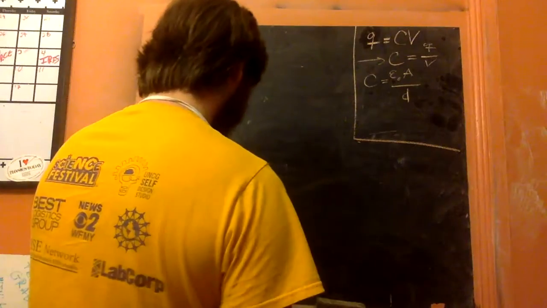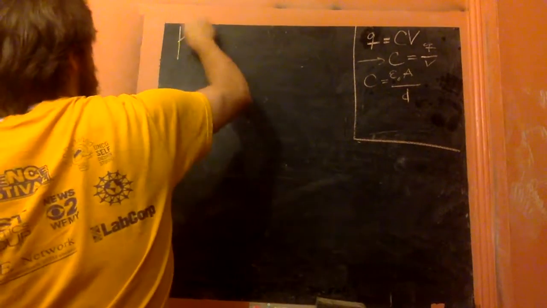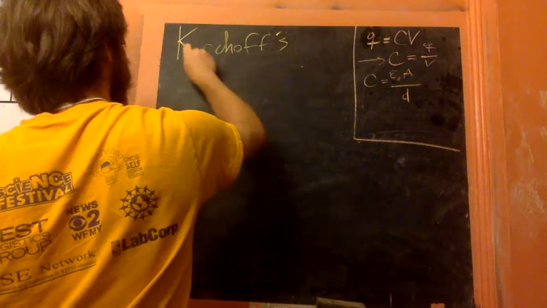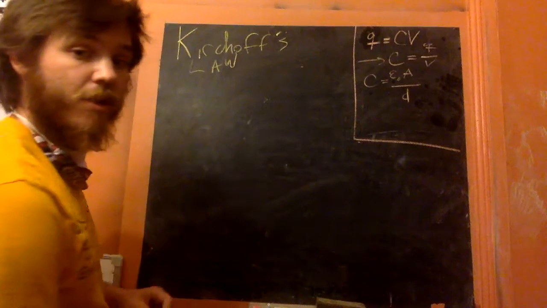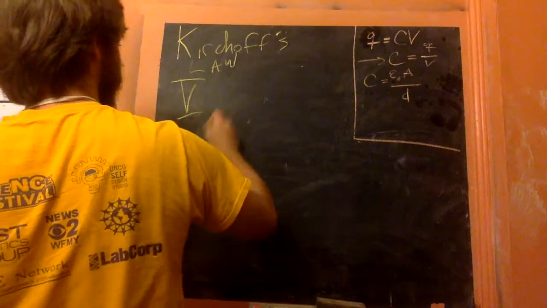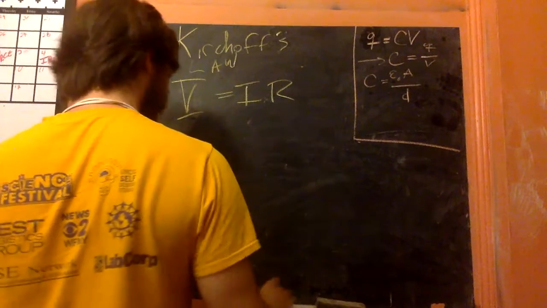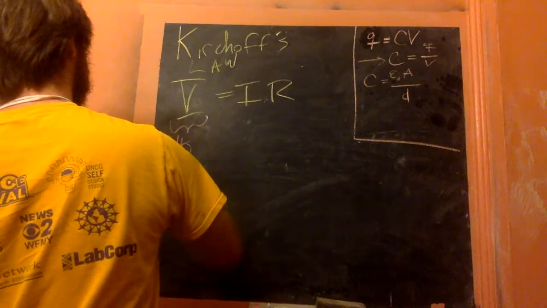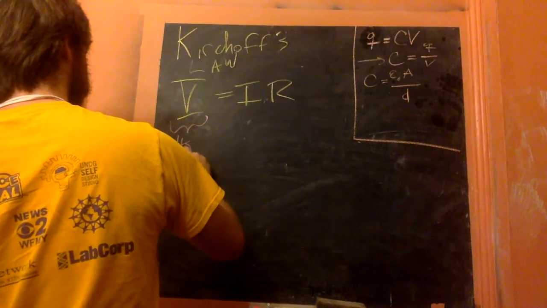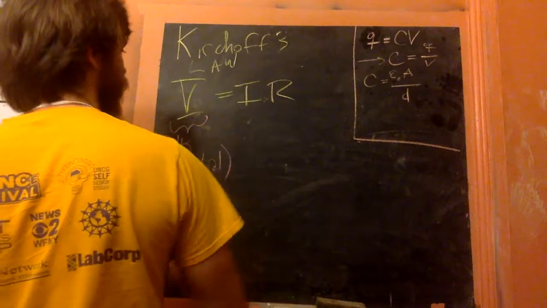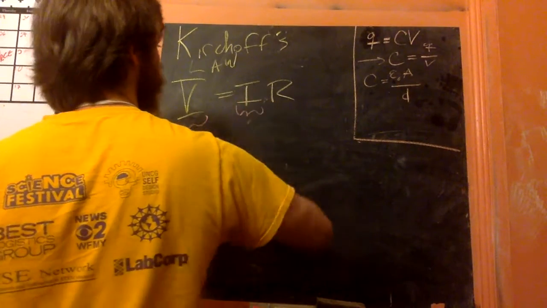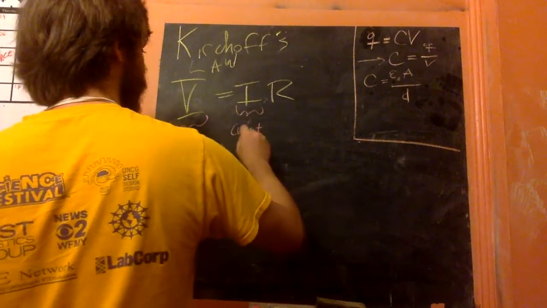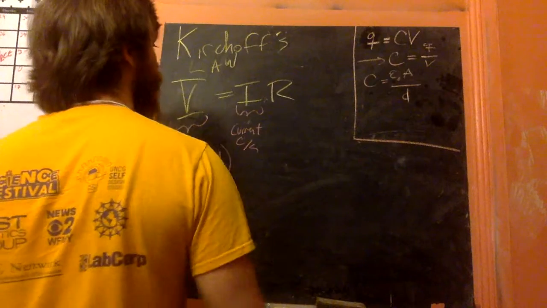So we have, and this is Kirchhoff's Law. It's called, I believe, a couple of other things, but I learned it as Kirchhoff's Law. So we have V is equal to I R. Let's pick this apart a little. We get volts, which is in potential. Volts and potential are the same thing. We get current, which is in coulombs per second, and we get resistance.